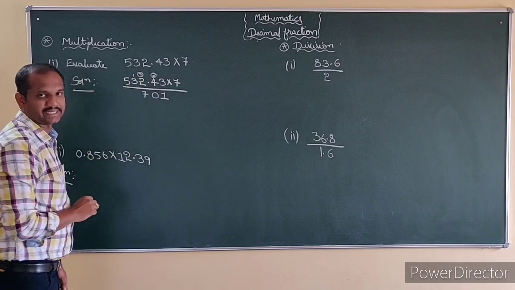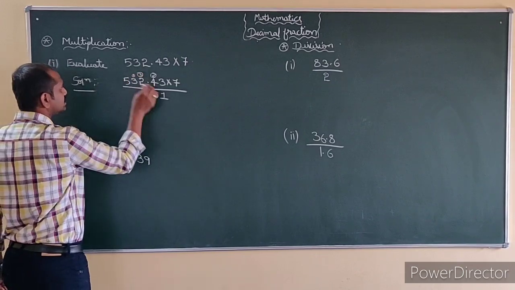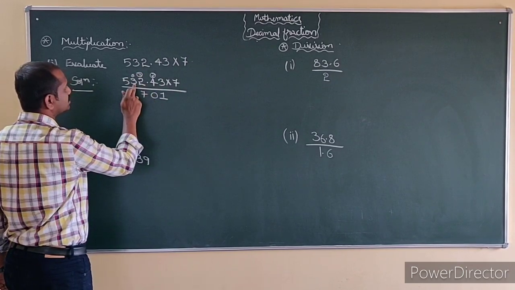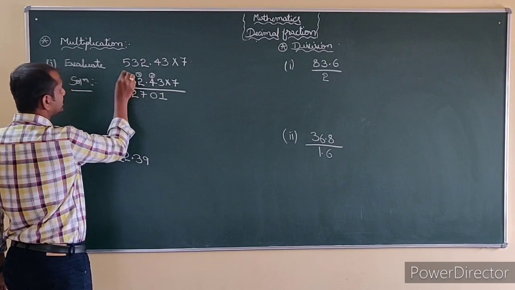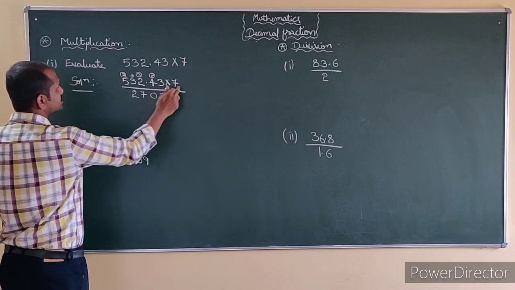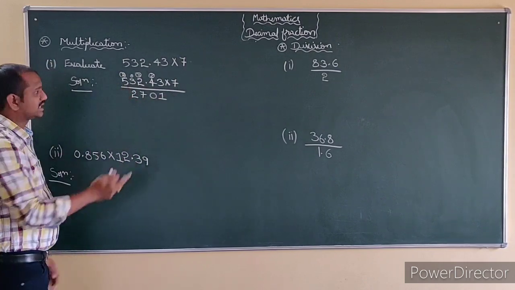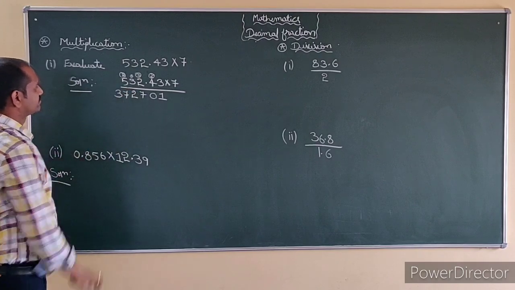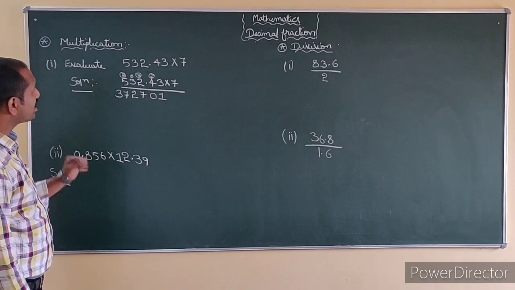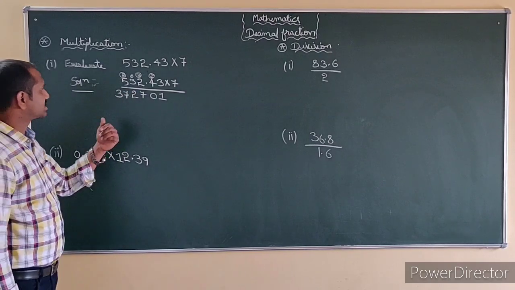Then 7 2s are 14 plus 3, 17. 7, 1 carry. Understand? So again, 7 3s are how much? 21 plus 1, 22, 2. Here it is 2 carry. So 7 5s are how much? 35. 35 plus 2 is 37. Easy multiplication. Now, only the decimal fraction part we have to see.